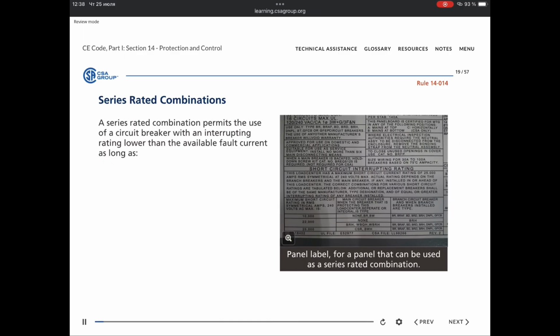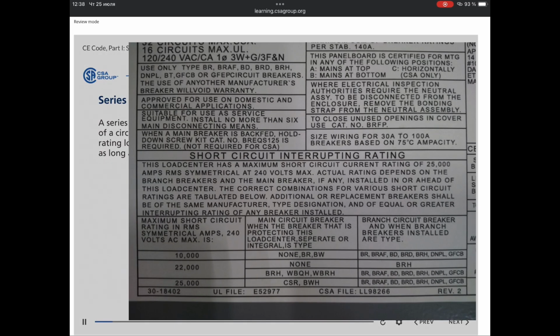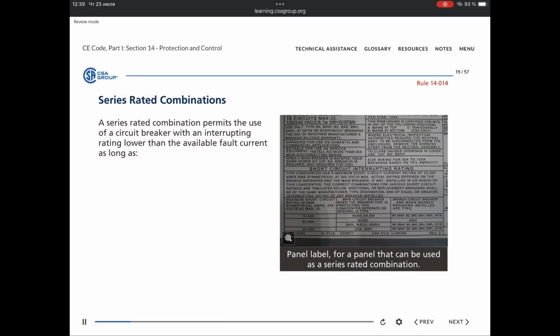A series-rated combination is described in Rule 14-014. It permits the use of a circuit breaker with an interrupting rating that is lower than the available fault current, but under strict conditions. First, the breaker must be a recognized component of a series-rated combination. In this type of system, the breaker is combined with a properly rated upstream overcurrent device.